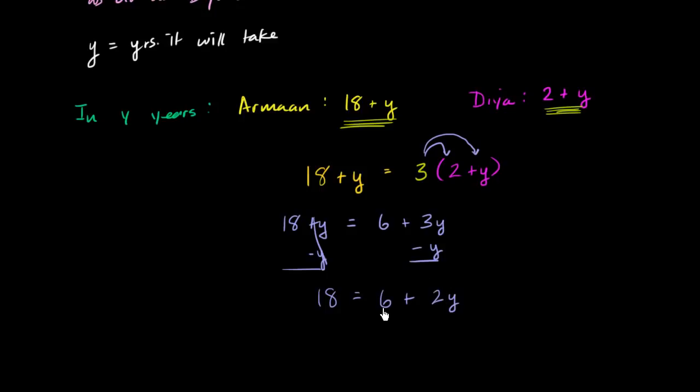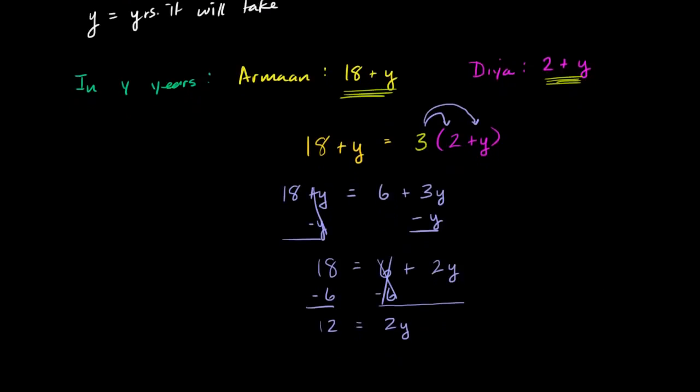Now we can get rid of the constant term here. So we will subtract 6 from both sides. 18 minus 6 is 12. The whole reason why we subtracted 6 from the right was to get rid of this. 6 minus 6 is 0. So you have 12 is equal to 2y. 2 times the number of years it will take is 12.